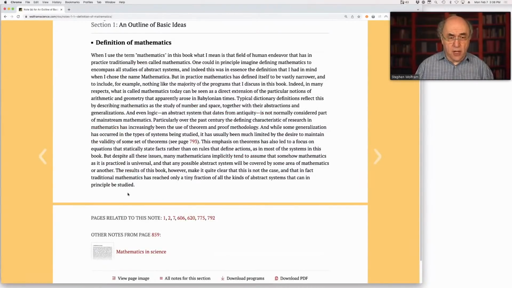In fact, the very next note in NKS talks about the definition of mathematics. In fact, I say here, when I use the term mathematics, what I mean is that field of human endeavor that has in practice traditionally been called mathematics. One could in principle imagine defining mathematics to encompass all studies of abstract systems. And indeed, this was the essence of the definition that I had in mind when I chose the name Mathematica.